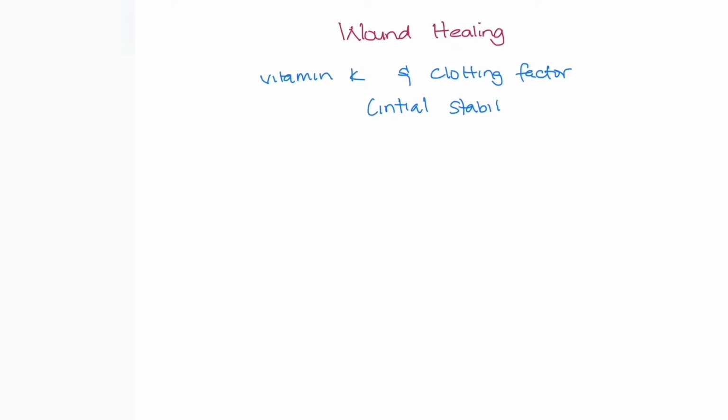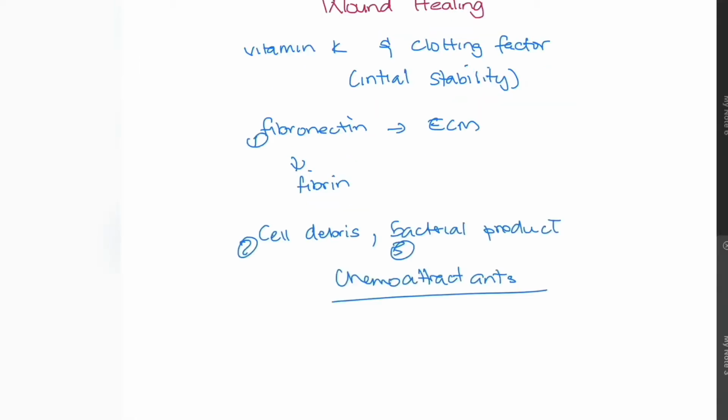But this is very weak, and so there are compounds that come along to strengthen it and to make it more stable. So these are your fibronectin, which cross links with your extracellular matrix, and then a glue, fibrin, comes along to hold everything in place. So once fibronectin and fibrin come along, the wound is now stable. The second thing that occurs is your inflammatory response.